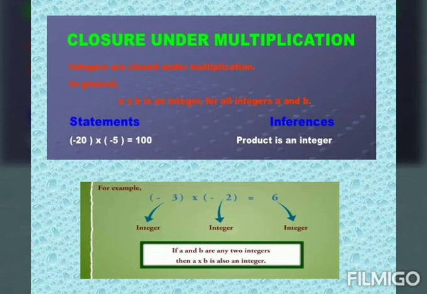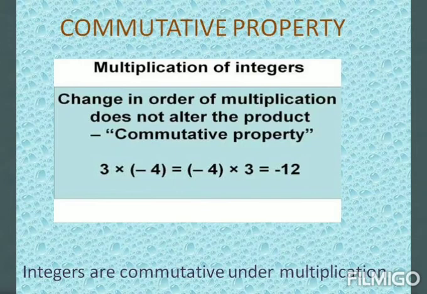Children, can you guess what the next property is? That is nothing but the commutative property. Commutative property of multiplication of integers: change in order of multiplication does not alter the product. That is the commutative property.